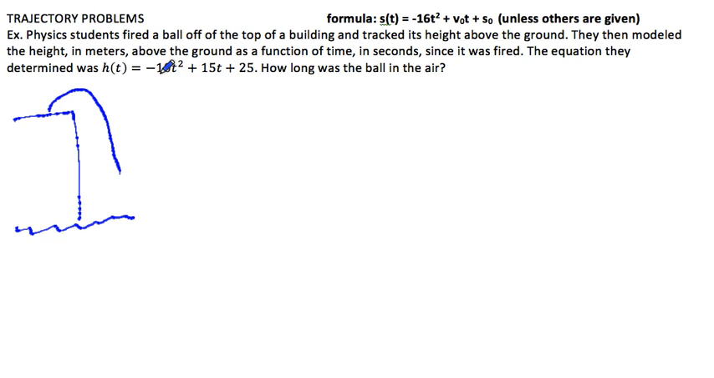Okay, so the physics students fired a ball off the top of the building and tracked its height above the ground. They then modeled the height in meters above the ground as a function of time in seconds since it was fired. And the equation they determined was this right here. How long was the ball in the air? So what we're looking for is how long from this point all the way until it hits the ground.